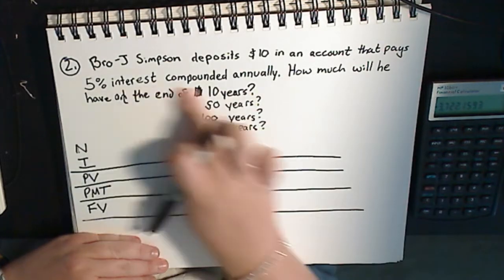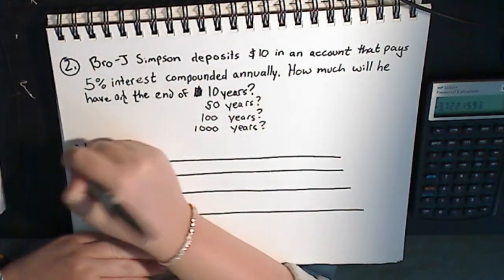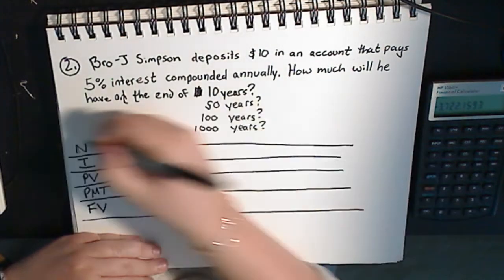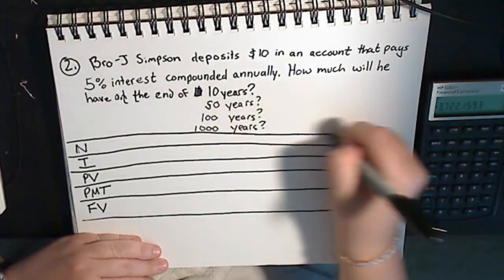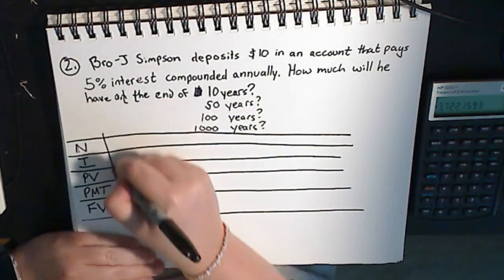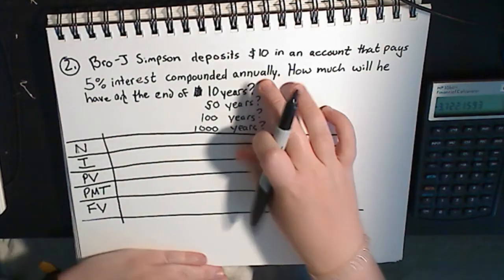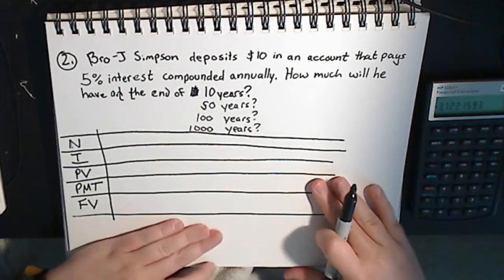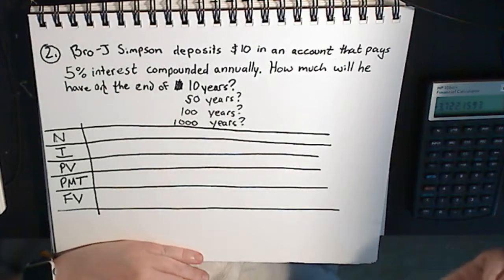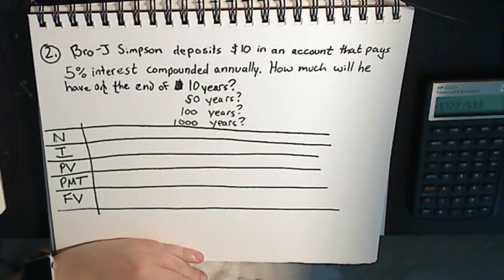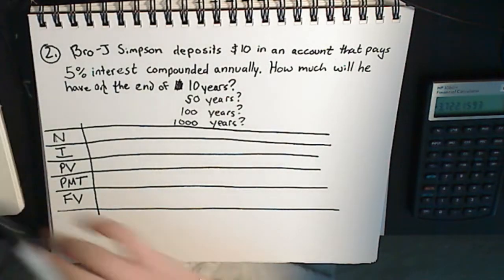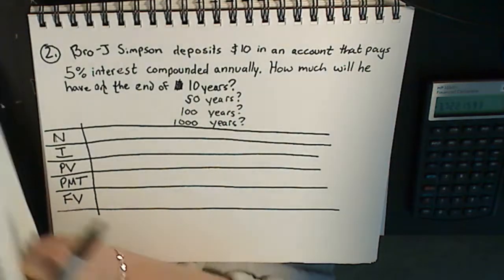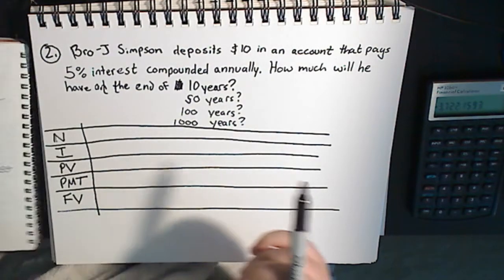Looks like we're compounding annually across the board here, so we don't have to do any of that funny adjustment on the N and the I. But what we are changing is N. So this will be relatively straightforward compared to the last question.